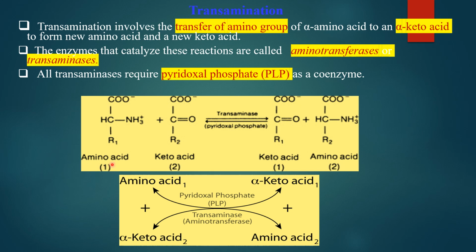So in this example, we will see one amino acid and one keto acid. During the transamination reaction, the transaminase enzyme, in the presence of pyridoxal phosphate, facilitates the transfer of this amino group to this keto acid. So the result is that this amino acid will convert into a keto acid, and the keto acid will convert into an amino acid. So the resultant of this reaction is that we get from one type of amino acid to another type of amino acid, and one type of keto acid to another type of keto acid.